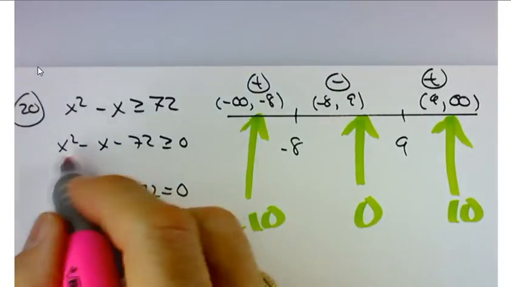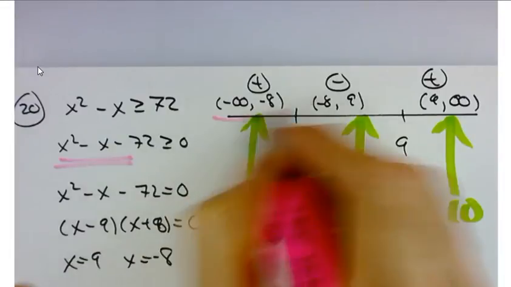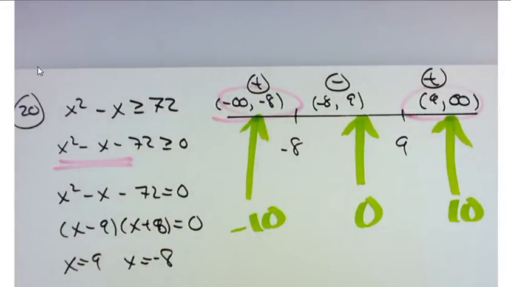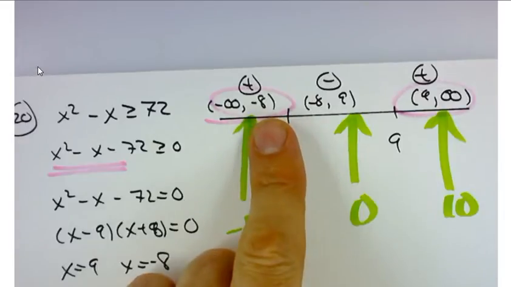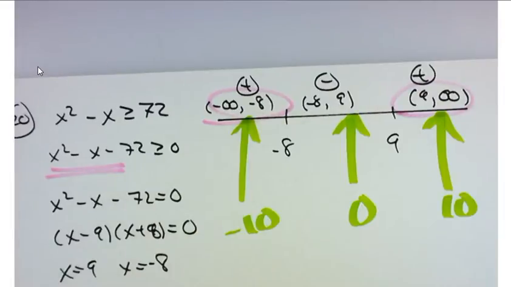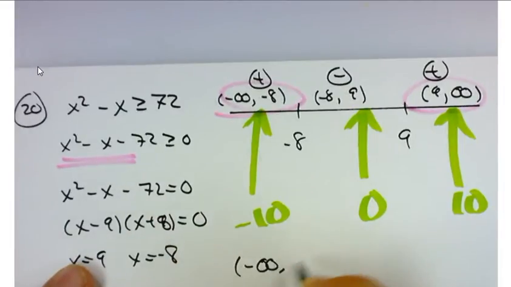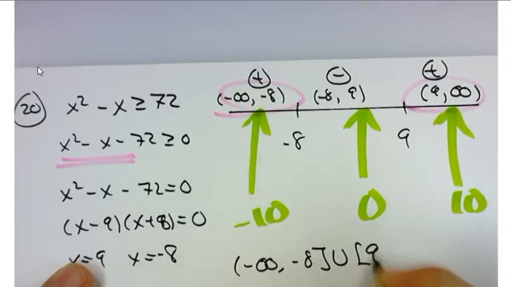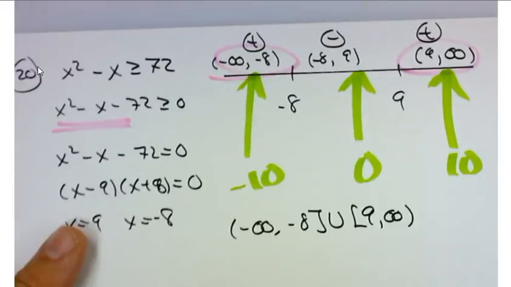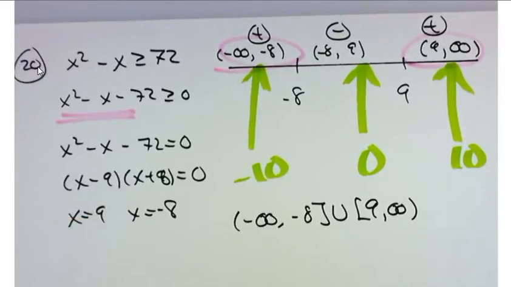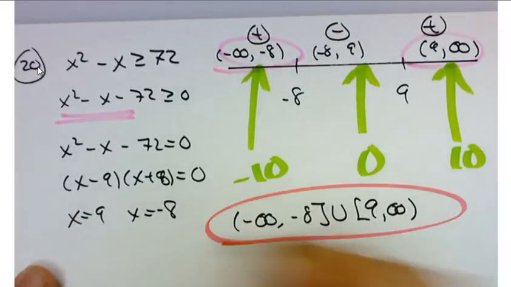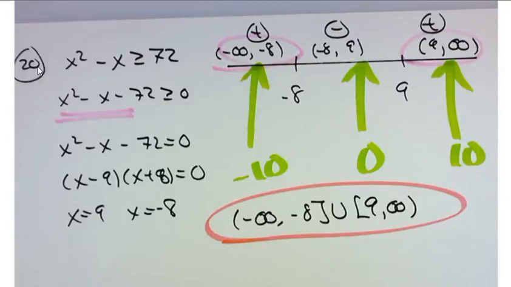Positive intervals. We want to know where it's greater than or equal to 0. That's here and here, those two. The only thing we need to remember is that we want brackets because we're going to include the endpoints. So it's going to be negative infinity to negative 8, bracket, union, 9 to infinity, and again brackets. There's our answer.